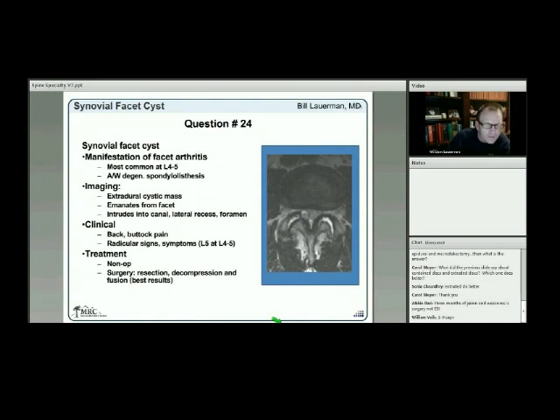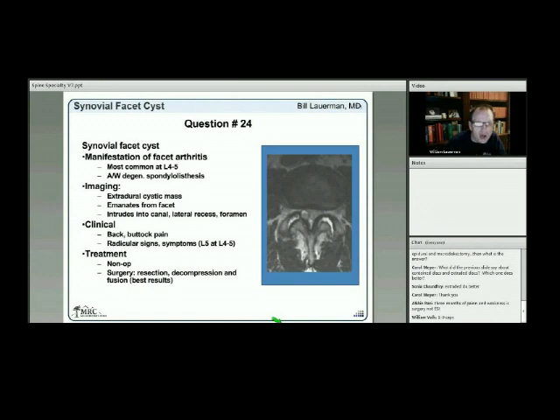Synovial facet cysts are a manifestation of facet arthritis. They most commonly occur at L4, L5, although you can see them at any level, and oftentimes they're associated with degenerative spondylolisthesis. On imaging, you see an extradural cystic mass which arises from the facet joint and can intrude ventrally into the spinal canal, into the lateral recess, and into the foramen. Clinically, the patient will present with back and buttock pain as a manifestation of their facet arthritis, and they may present with symptoms of stenosis or radicular signs and symptoms.